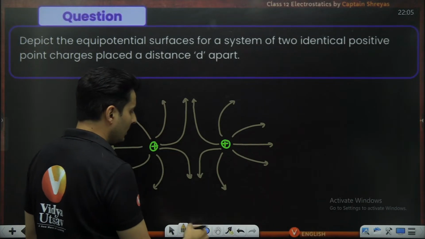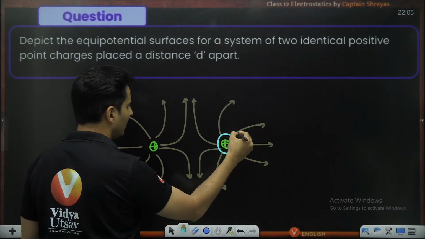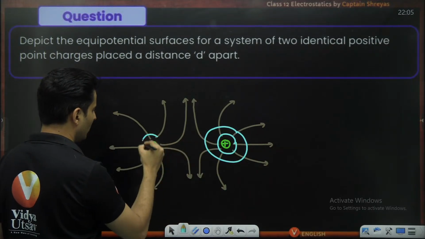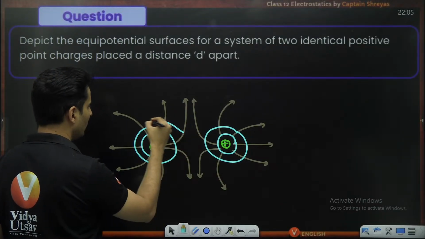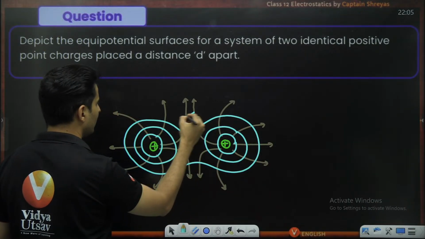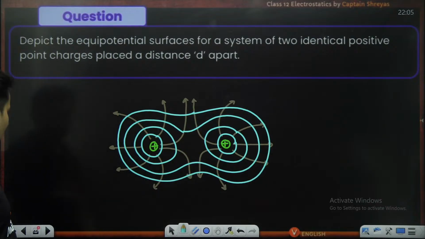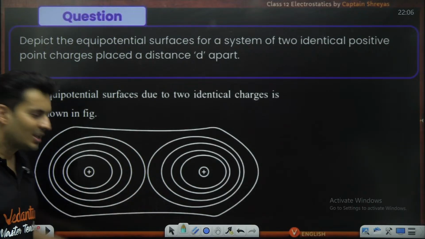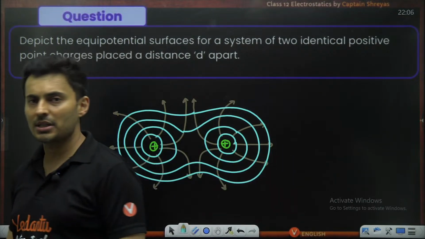Now you just need to draw the equipotential surfaces. So probably one perpendicular at every point here, then another perpendicular at every point over here. Then over here, you cannot probably draw those perpendiculars so easily. And when you come over here, probably it becomes like this. Look at that. That is how it will look. So these are your equipotential surfaces. If you know the field lines, drawing perpendiculars very easily gives you the equipotential surfaces.